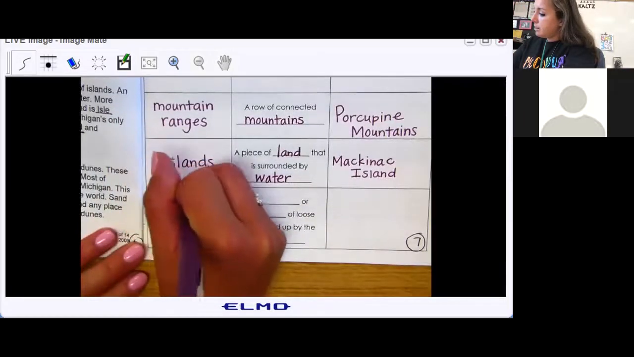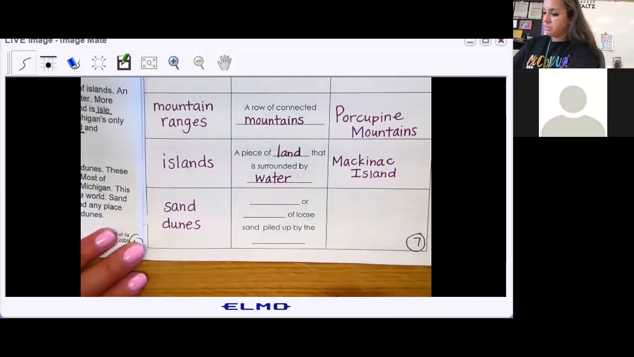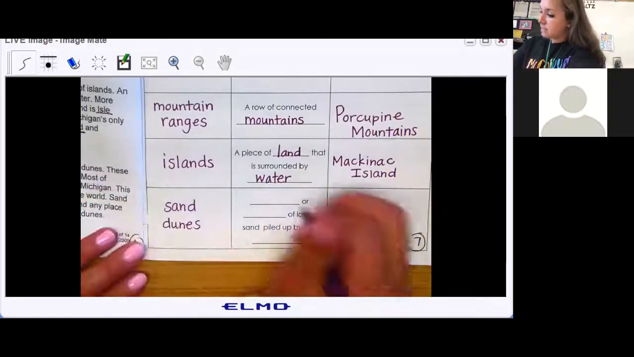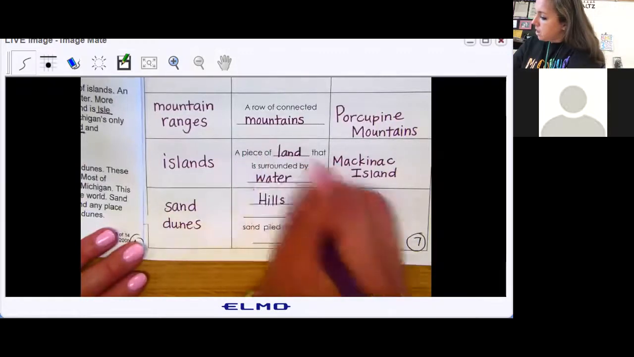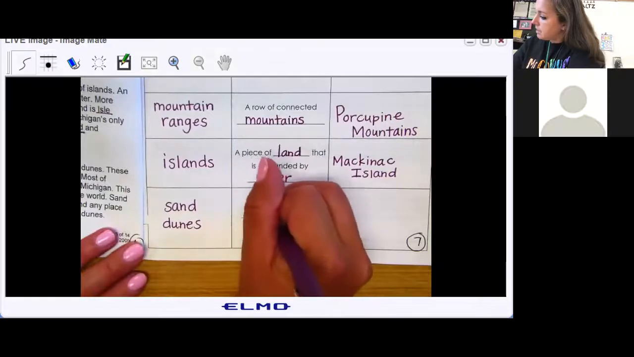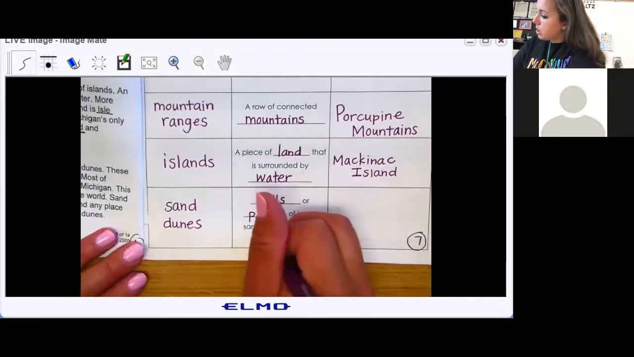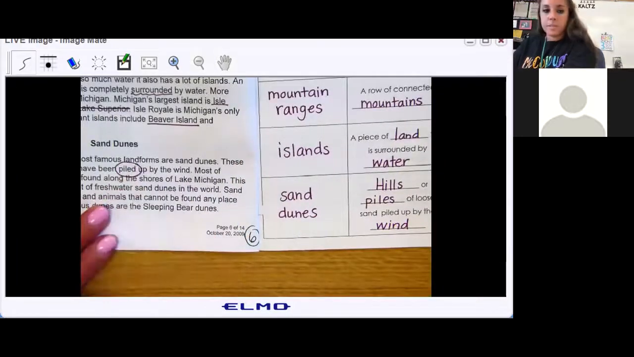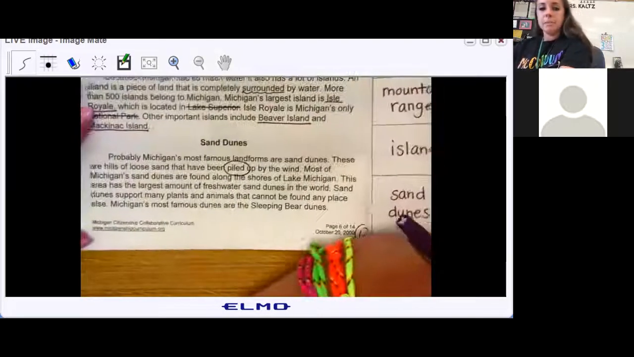The final landform is sand dunes. So they are, and again, I'm taking this from the text, hills or piles of loose sand, piled up by the wind. And again, I found the words piled up to help me with that. Finally, we need an example in Michigan.